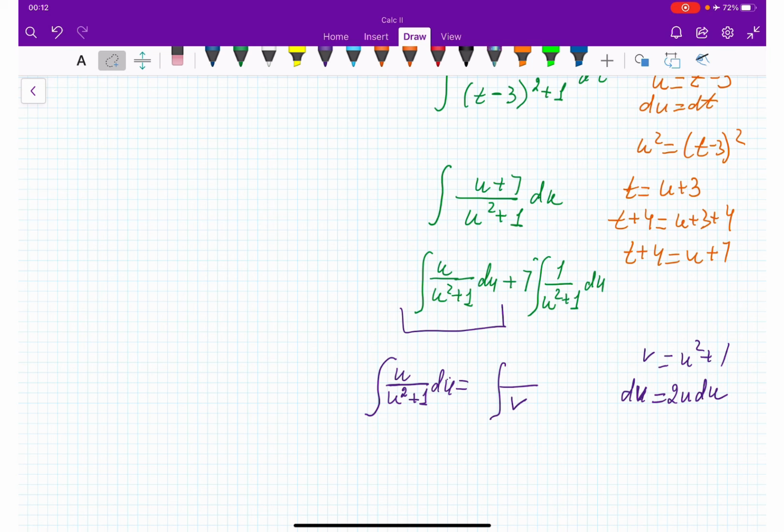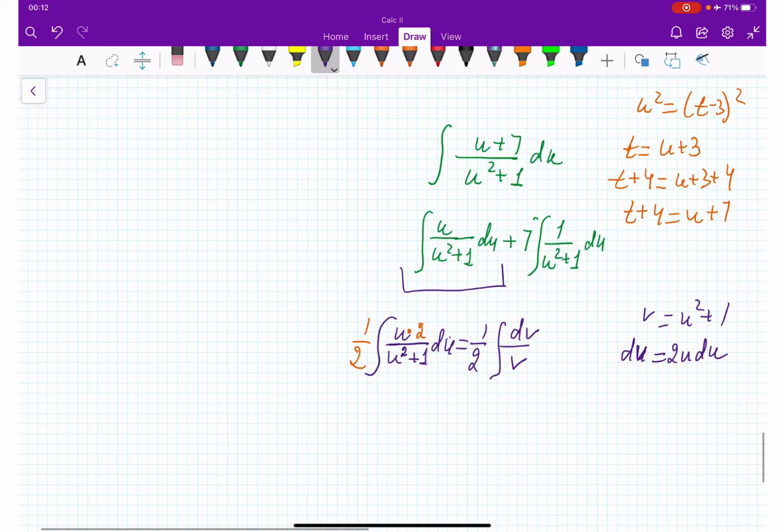I have u du in the numerator, which I will need. Since I need 2, I will multiply here by 2, which means I will take out 1/2 also. And I will get 1/2 dv over v, okay?